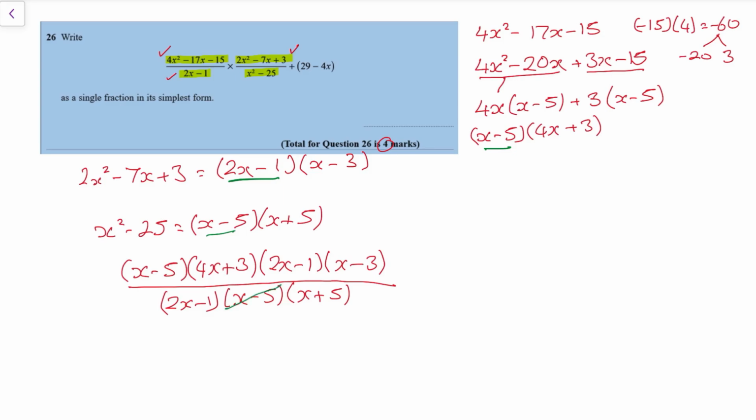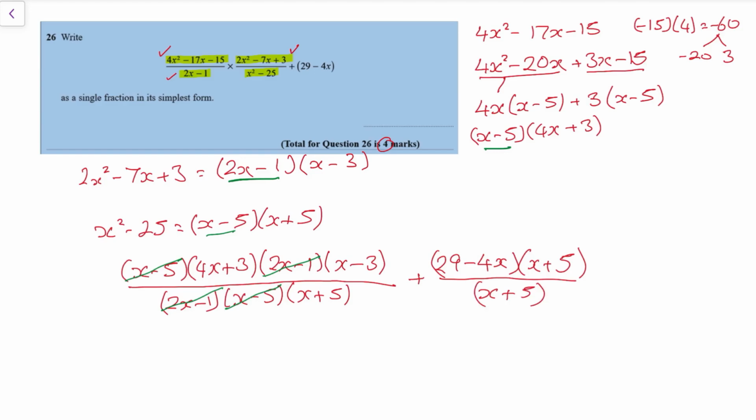So I can cancel out my x minus 5s. I can cancel out my 2x minus 1s. You'll notice my denominator is now just x plus 5, which means I can also deal with the addition part of the calculation. So in other words, I can change that to 29 minus 4x, all multiplied by x plus 5, all over x plus 5.